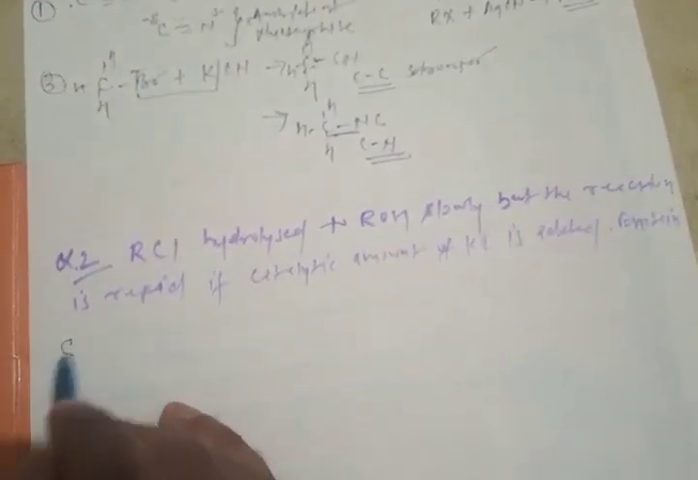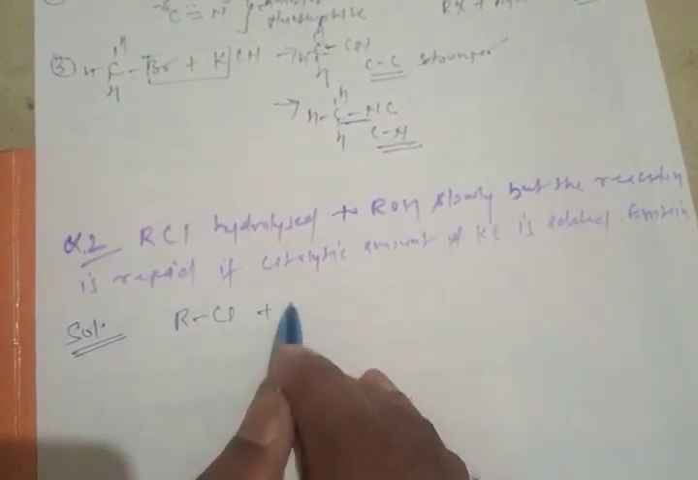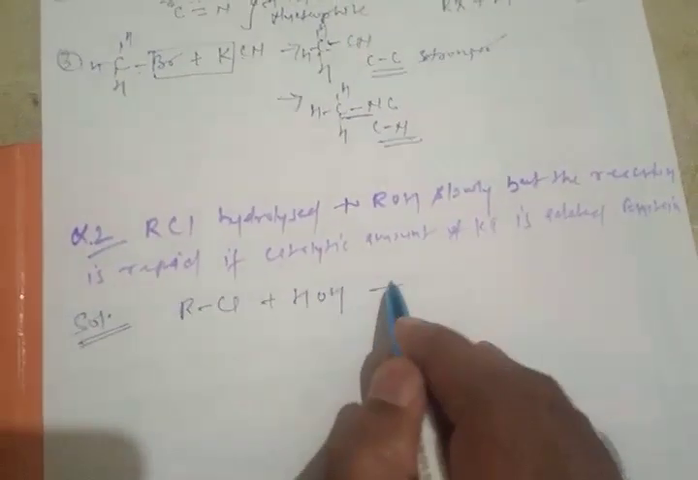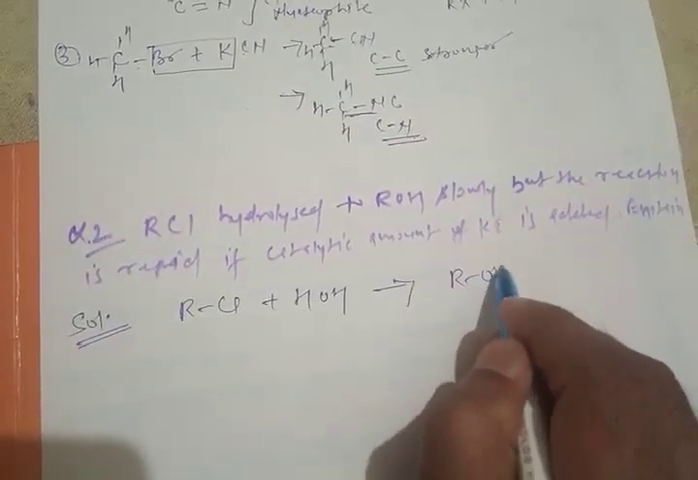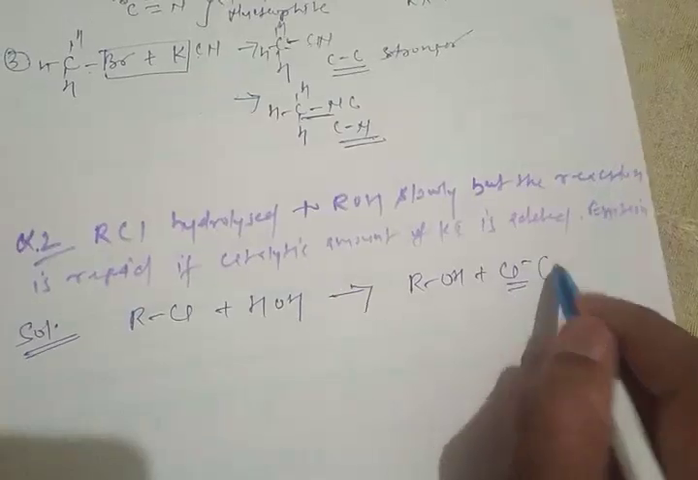RCl is hydrolyzed to ROH slowly. Okay, so let's start the solution. RCl is hydrolyzed, so with HOH, this will give ROH with chloride ion.